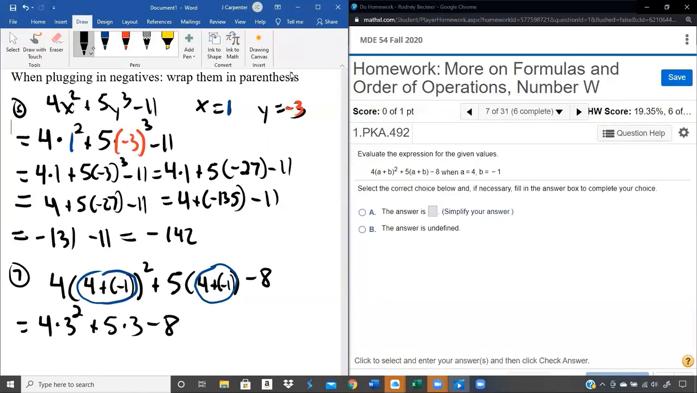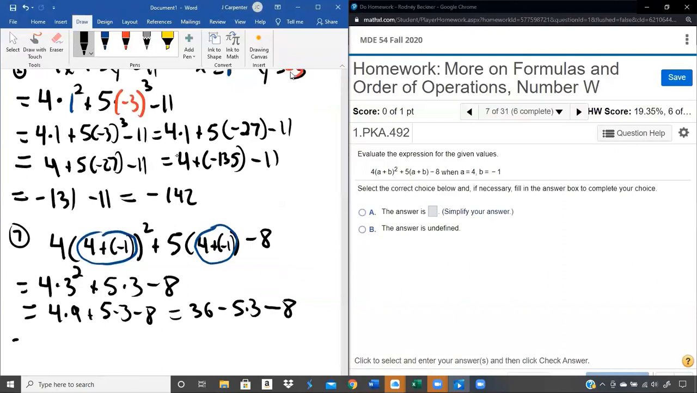Again, I went ahead and did 2 steps for 1 there. No more parentheses, we're up to exponents. Do not multiply 4 and 3 first. You have to square first. E before M and D. 3 squared is 9. So that's 4 times 9 plus 5 times 3 minus 8. 4 times 9 is 36. Minus 5 times 3 minus 8. 5 times 3 is 15. So that's 36 minus 15 minus 8.